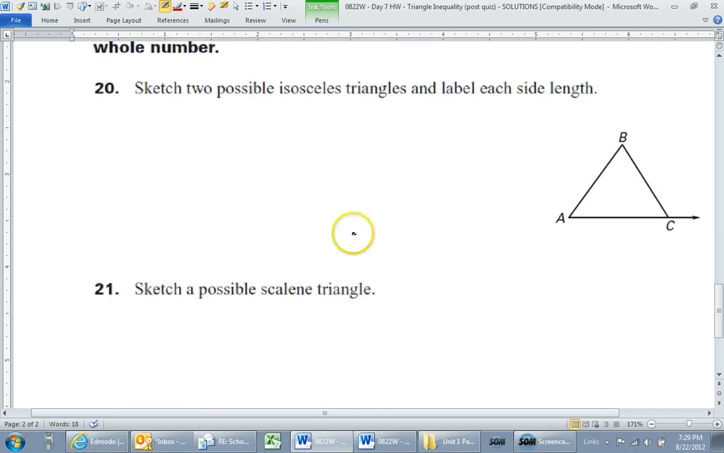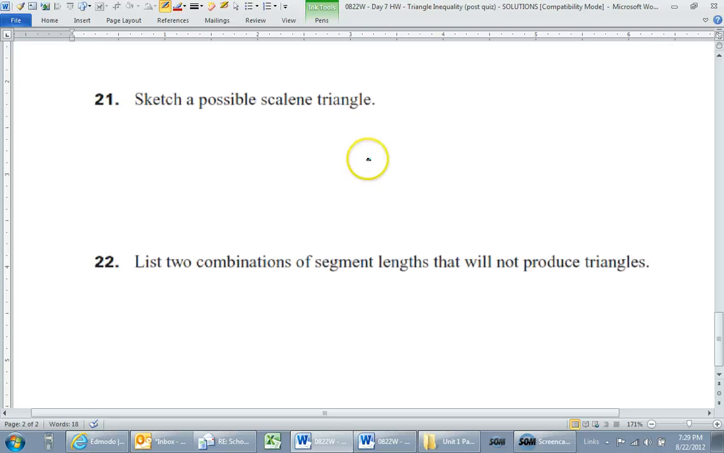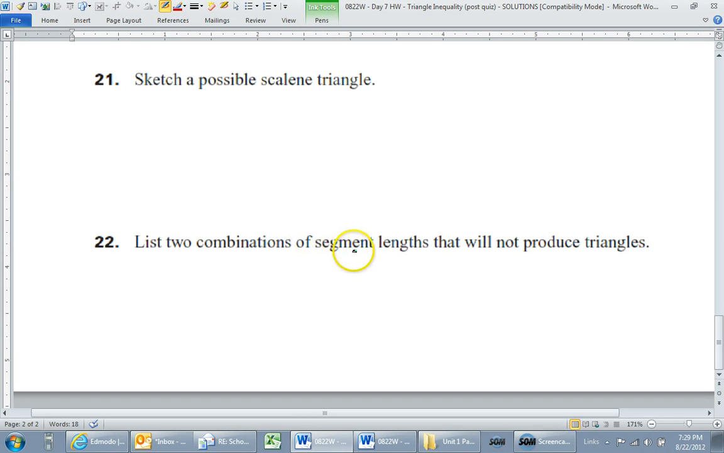Now I believe you asked me to do number 22 as well. List 2 combinations of segments that will not produce triangles. Well, here's the key. I always like to start with the biggest side. Whatever I put next, I'm going to call that the biggest side. So say that's 20. So I'm going to pick 2 other lengths that are less than 20.